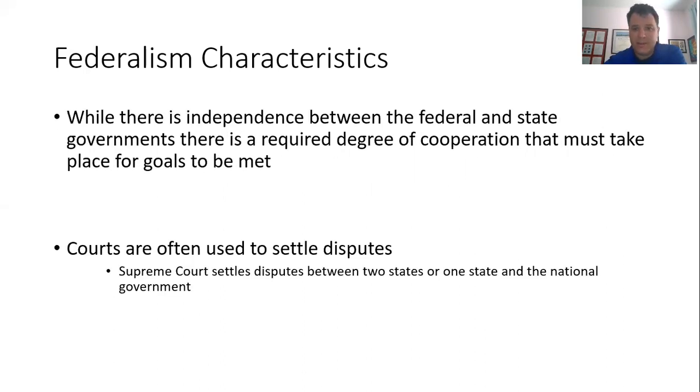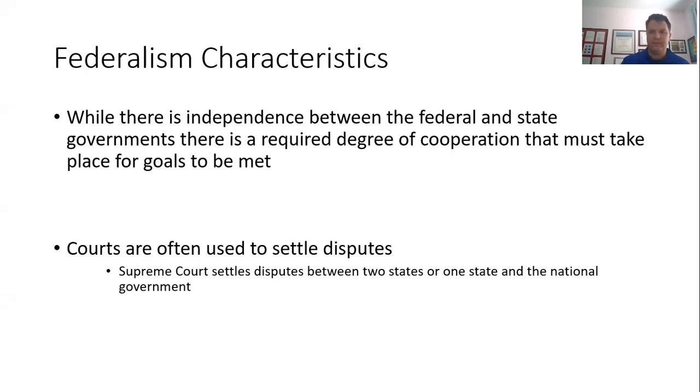Okay, there's independence between the federal and the state, but there also has to be some cooperation, and the courts have to be used to settle these disputes, and that's one of the main characteristics of federalism. Courts are used to settle disputes between the federal and state level, and between states. Those are two of the defined roles of the Supreme Court, that they get original jurisdiction if a state sues the federal government or if a state sues another state.